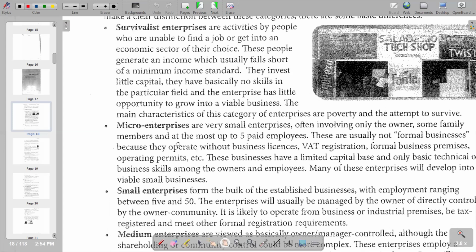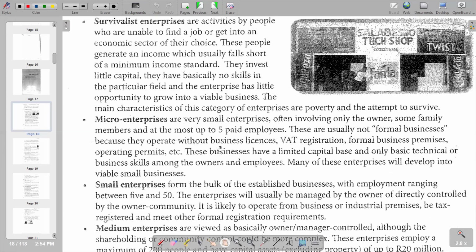We have micro enterprises. You'll see that micro enterprises have at most 5 paid employees. They are expected to have, on average, up to 5 paid employees, as described in the explanation. And they are usually not formal businesses. It is very important to take note that they are usually not formal businesses. So basically, they operate informally.